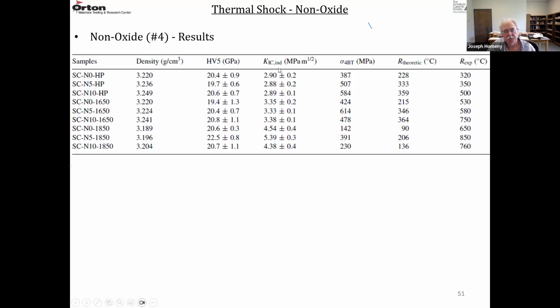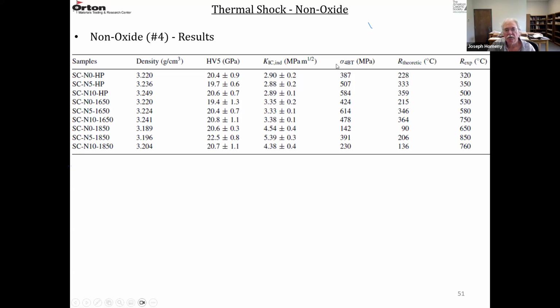The K1C, by the indentation method, the fracture toughness in megapascal square root meters, increases with the elongated microstructure. It's almost 3 for the hot pressed materials, a little higher than 3 for the materials heat treated at 1650. So maybe there was a little bit of coarsening. But for the materials heat treated at 1850, it goes up to 4.5, 5.4, maybe 4.4. So there was an increase in fracture toughness.